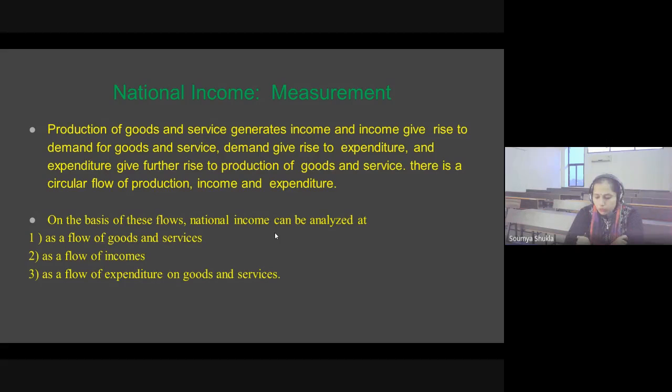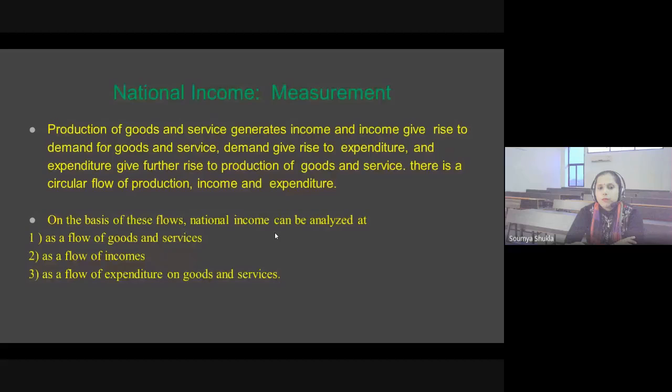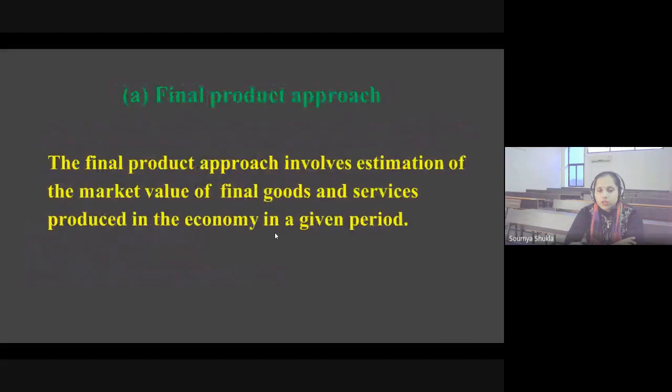So there is a circular flow of income and expenditure, and on the basis of these flows, national income can be analyzed as the flow of goods and services, as the flow of income, and as the flow of expenditure on goods and services. So national income can be measured through these three interpretations: flow of goods and services, flow of incomes, and flow of expenditure on goods and services.